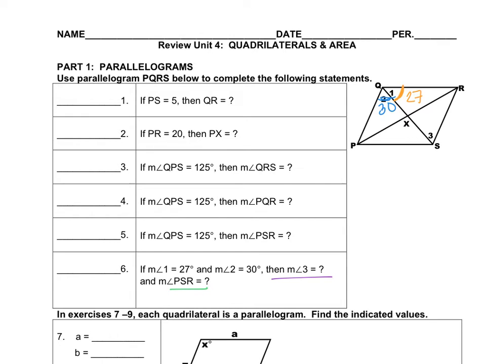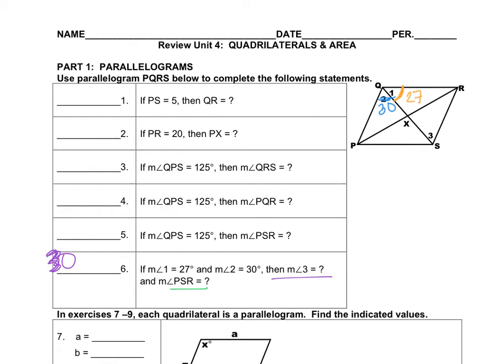So if I'm looking for angle 3, 3 is right here. So 3 is an alternate interior angle with angle 2, which is 30. Remember, if you have parallel lines, the parallelogram, you're going to have this transversal going through it. Remember, alternate interior angles are going to show up a lot in this unit. So angles 3 and 2 are alternate interior angles, so angle 3 is also 30.